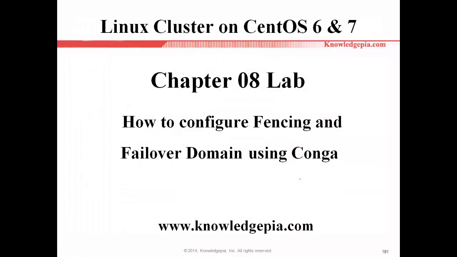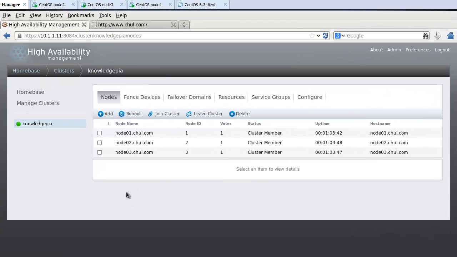Okay, now I will explain about fencing and the failover domain. For the configuration of fencing and the failover domain, in chapter 6 and chapter 7, I already explained using CCS. So in this lab, I will show you how to configure fencing and the failover domain using Conga. In my case, in chapter 6, I already created this cluster. The cluster name is knowledge peer, with 3 cluster nodes: node 1, node 2, node 3, and it is working well now.